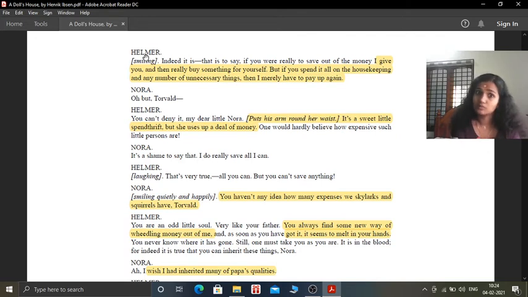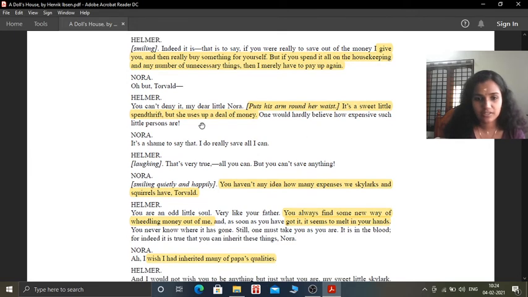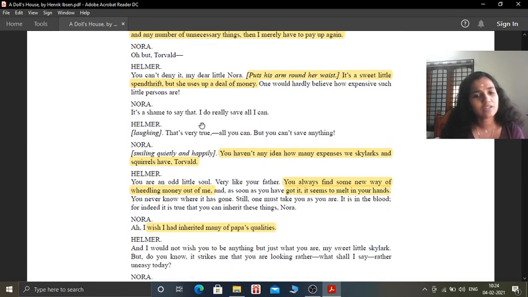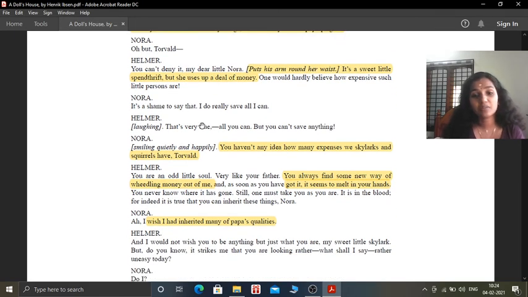Nora, huh? I wish I had inherited many of Papa's qualities. Oh, that is what you are saying? Yes, I agree. I have inherited a lot of qualities of my father. And I would not wish you to be anything but just what you are, my little skylark.